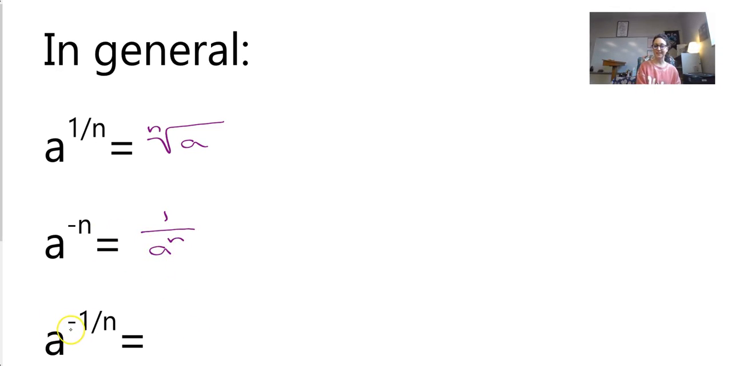And then if I have both a negative and a fraction, that means I need a root and it needs to be in the denominator, right? So this is going to be 1 over the nth root of a. That's kind of in general our exponential rules.